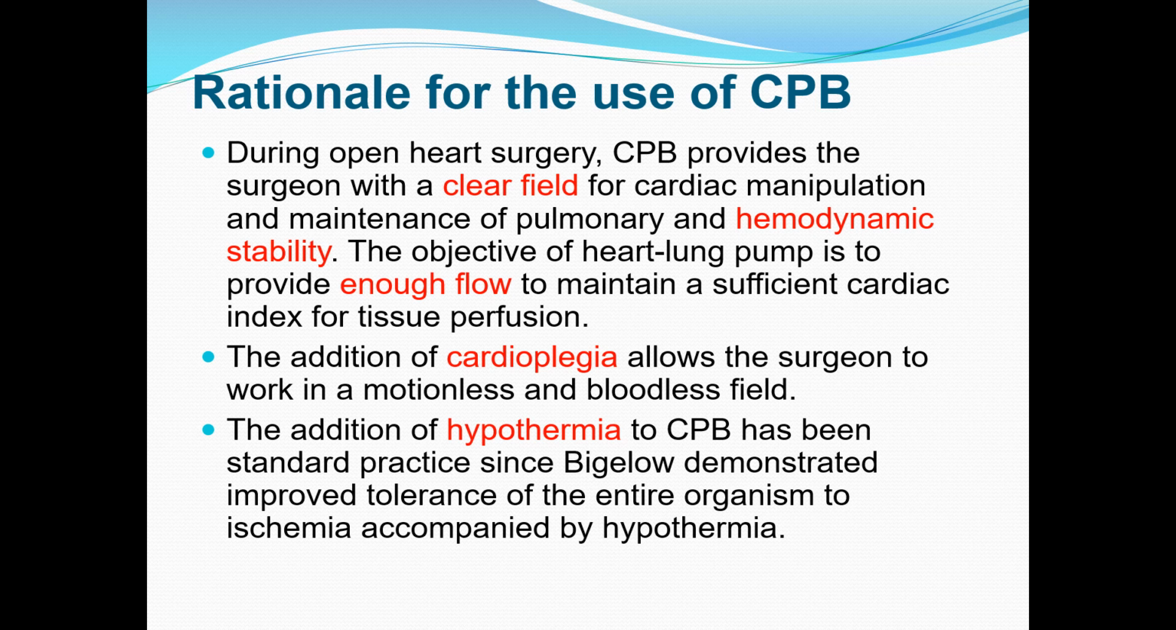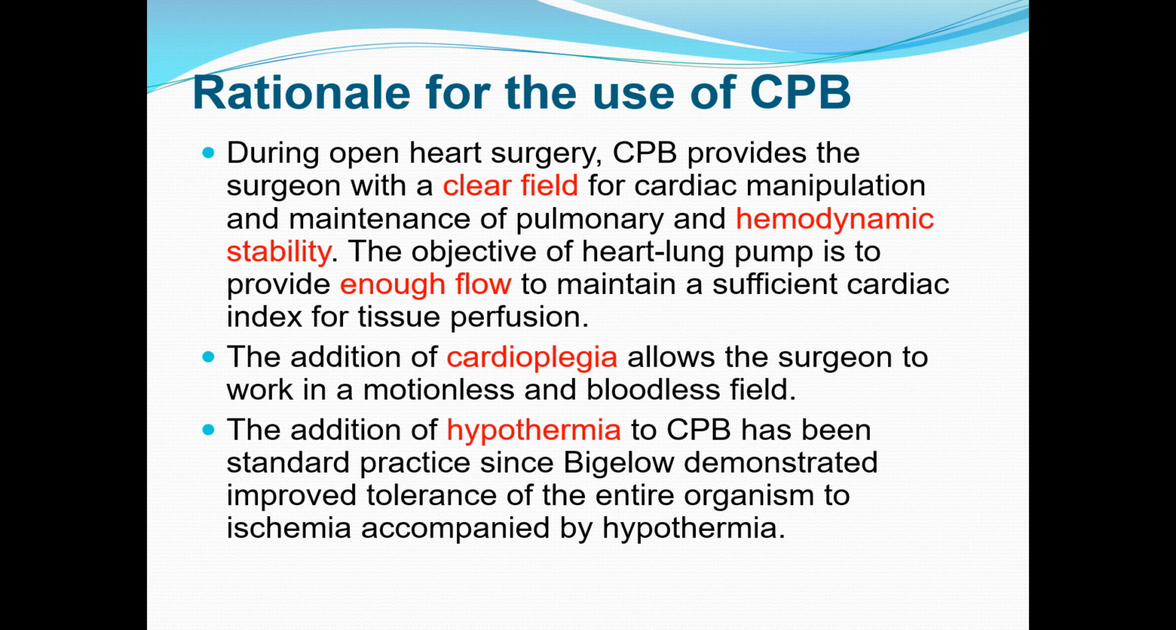The objective of the heart-lung machine is to provide enough flow to maintain sufficient cardiac index for tissue perfusion. The addition of cardioplegia allows the surgeon to work in a motionless and bloodless field. So cardioplegia is a solution that we use during cardiac surgery to arrest the heart. We will stop the heart because we make it motionless, and working on the arrested heart is much easier than on a beating heart.